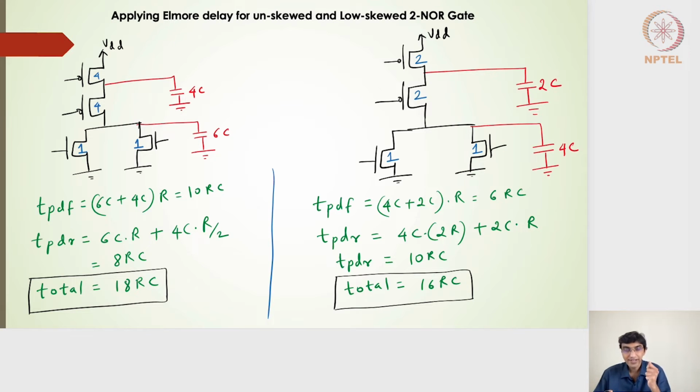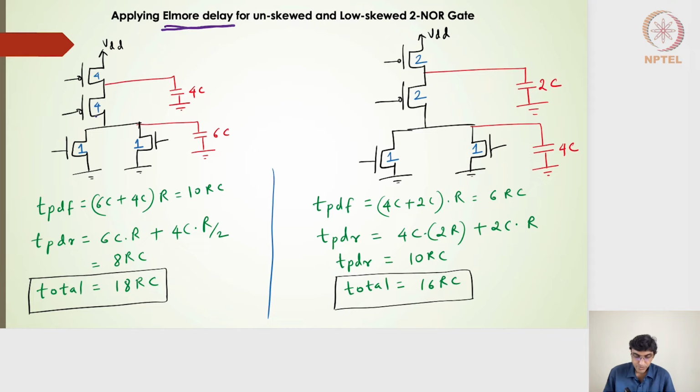So can we now find out the optimized width for the standalone gates, which will give us the lowest delay? Moving in that particular direction, let's say that I have this unskewed 2-input NOR gate, and here is a low-skew 2-input NOR gate, and I try to find out the overall delay. And this time we will try to apply the Elmore delay, because that turns out to be more accurate than the linear delay model.